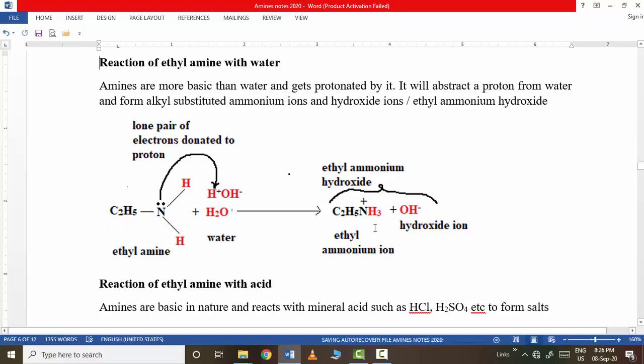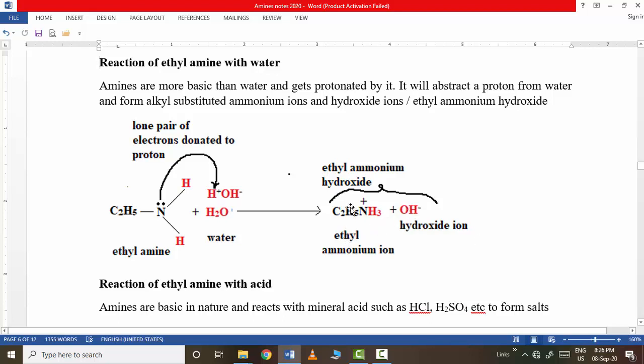The reaction is the same. The lone pair of electrons will be more available for donation, so it will be donated to the proton of the water molecule. The proton will be abstracted. There are only two hydrogens left here. After that, the product will be formed. You can see the three hydrogens here now with a positive charge on the nitrogen, indicating that it has lost the lone pair of electrons, and then the OH negative ion here.